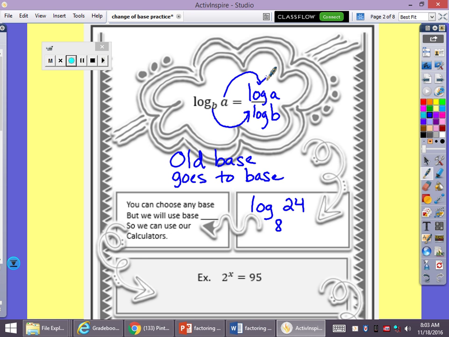You are allowed to then choose any base for your log. I am saying we are going to use the base of 10 because then we can use our calculator. The button on your calculator is base 10. Everyone with me? Okay, so we will use base 10.